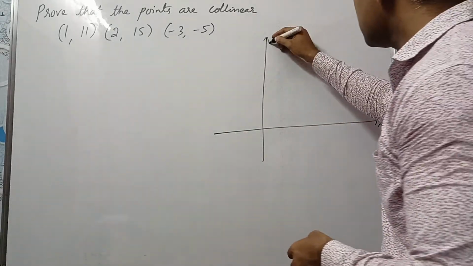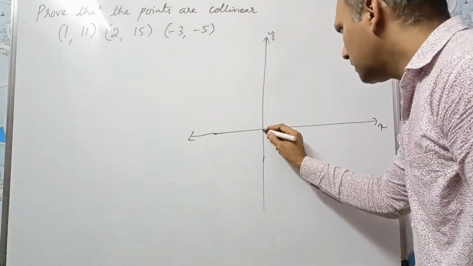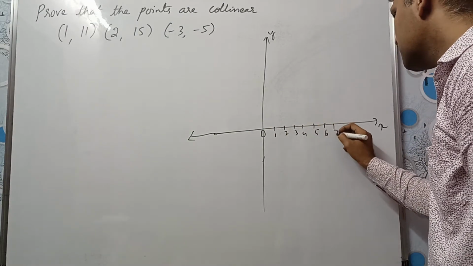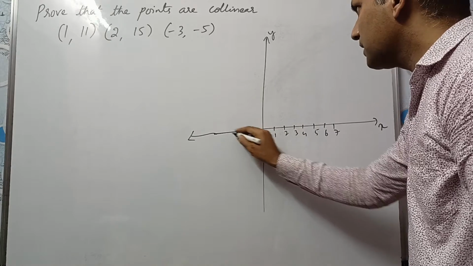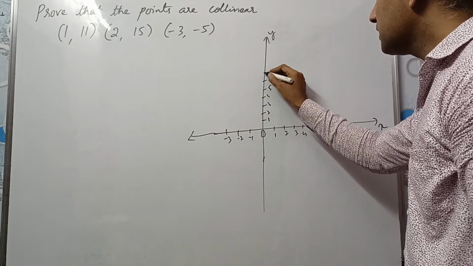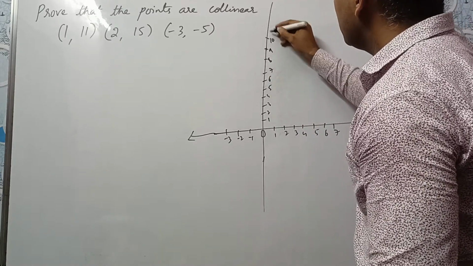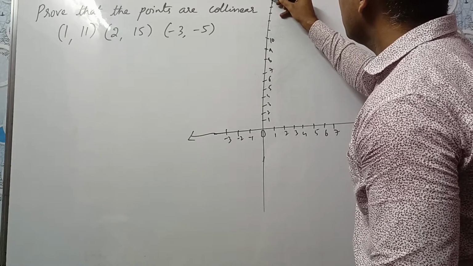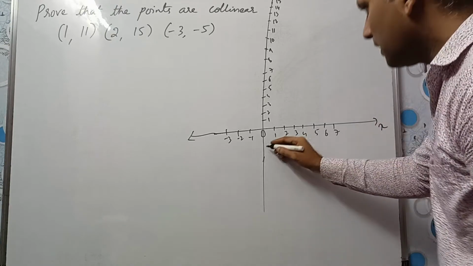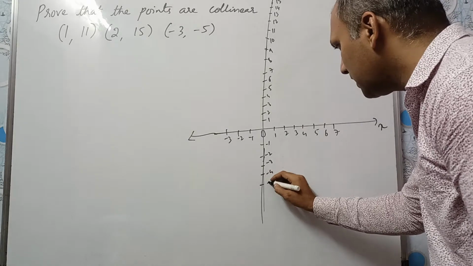This is the x-axis, this is the y-axis, right? Okay. 0, 1, 2, 3, 4, 5, 6, 7, and -1, -2, -3 here. On the y-axis, 1, 2, 3, 4, 5, 6, 7, 8, 9, 10, 11, 12, 13, 14, up to 15. And here, -1, -2, -3, -4 and -5.